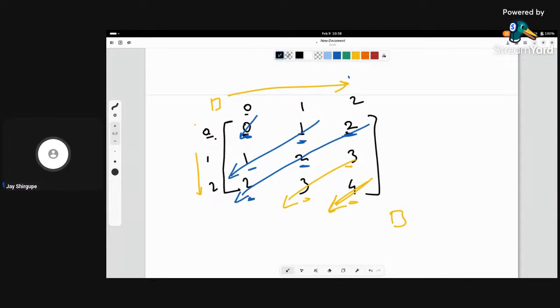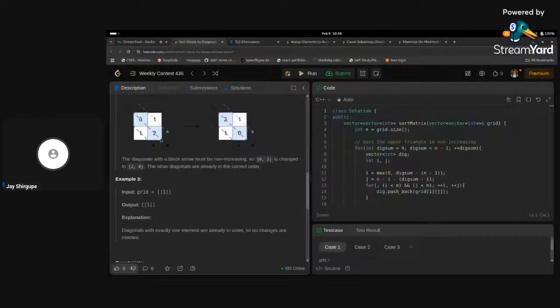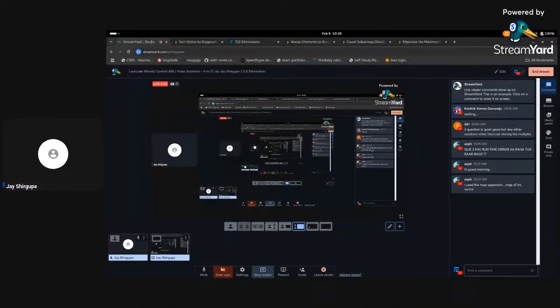If you can somehow get these diagonals going from left to right, then you can just fix a sum and look at what are the elements that have this sum and then get the diagonal elements for that diagonal, and we can figure out how we'll do that. Use a map approach, map of int, vector of int. Yeah, even that would work.